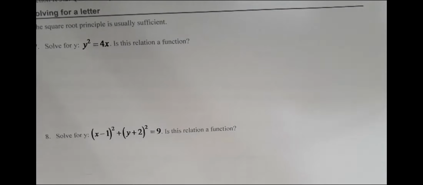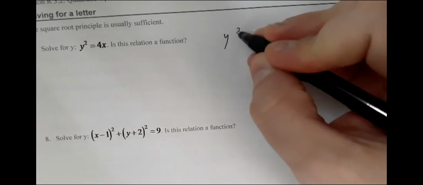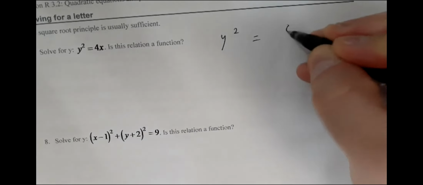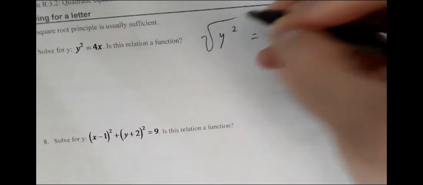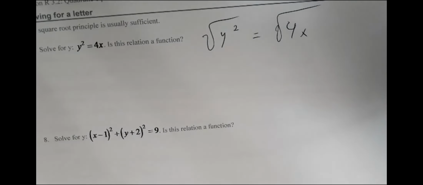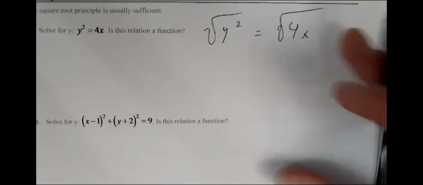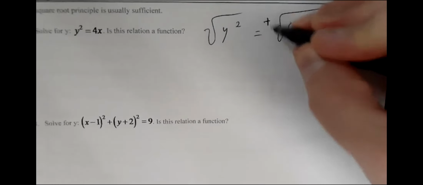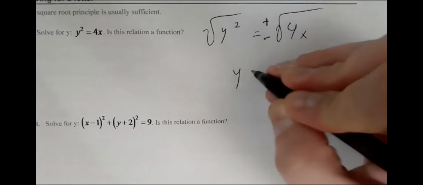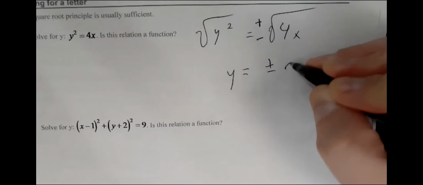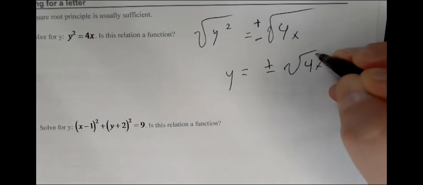So if we want to solve for y, guess what we have to do? We have to take the square root. The y squared equals 4x. I have to take the square root of this, and I have to take the square root of this. Anytime I take a square root and this thing is being squared, I have to do a plus or minus. So y is equal to plus or minus root 4x.